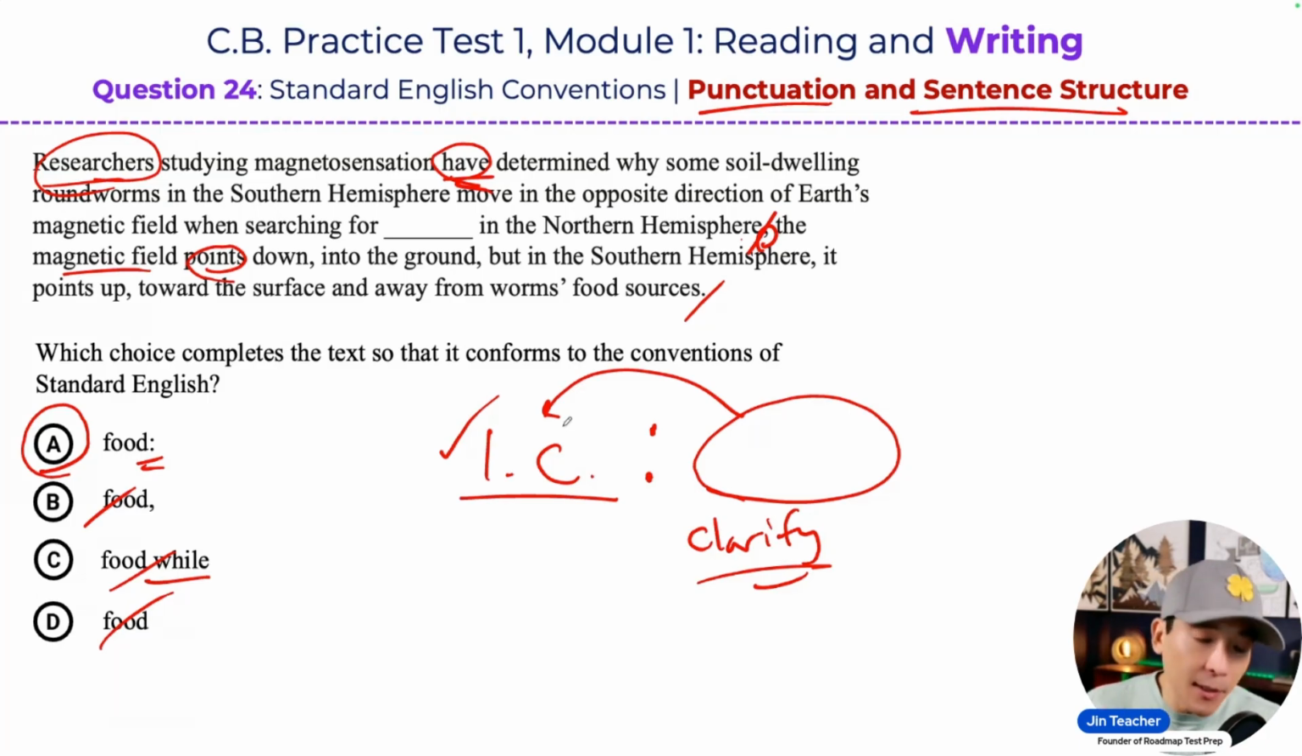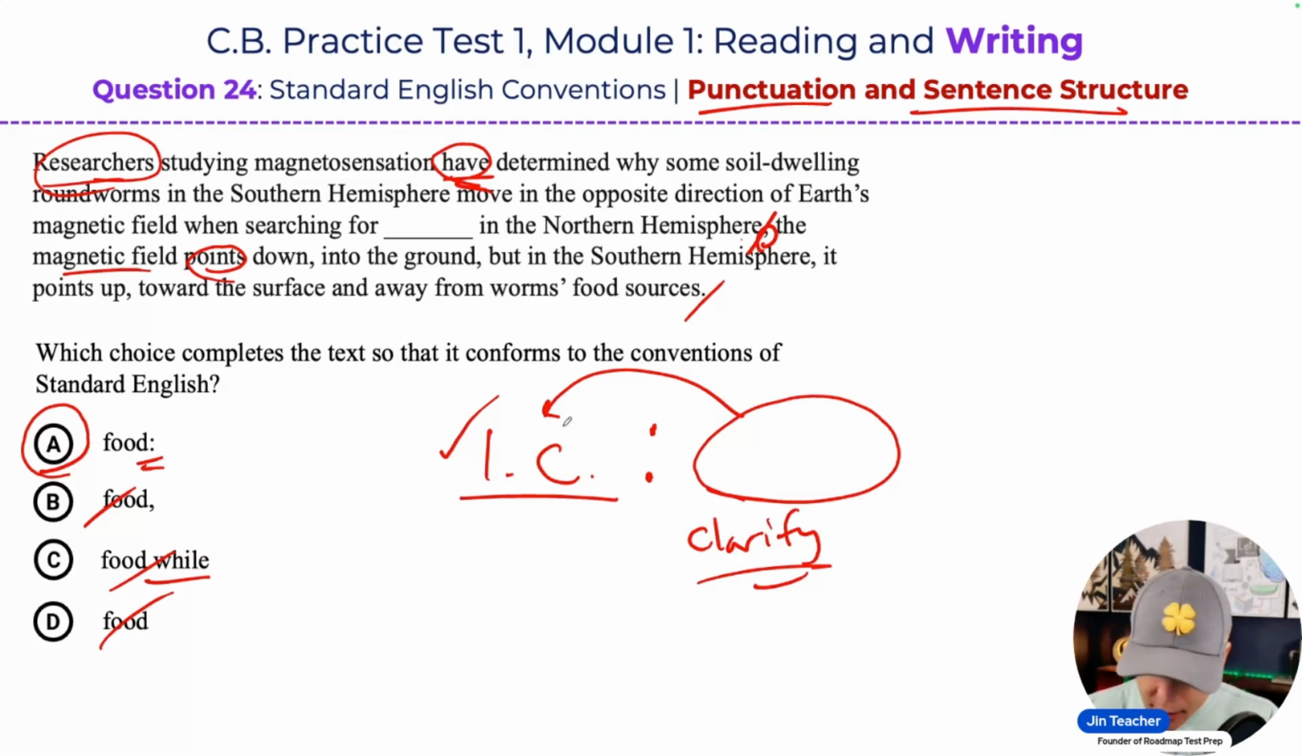A very simple example of information that clarifies what came before it is if I said, guys, there is one value that I cherish in my life, colon, and then I say, honesty. Honesty is the specific word that clarifies the information that came before it. But what does it clarify? It clarifies that one value. So that's how colons function, and that's what you want to consider or check for as well.